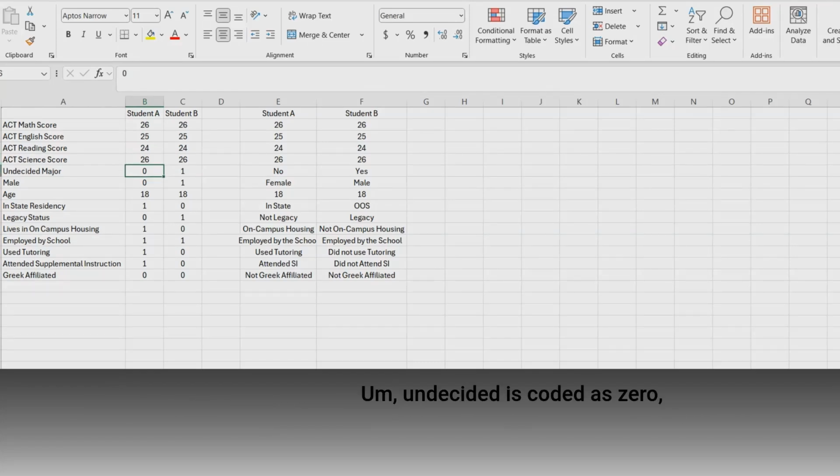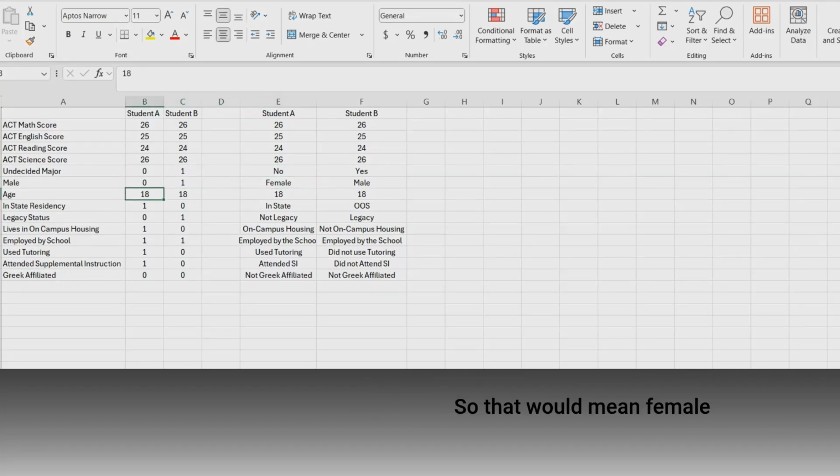Undecided is coded as 0, which would mean no, not undecided. Male 0, so that would mean female. Age 18, so that's a continuous variable. In-state residency 1, so that would suggest in-state. Legacy status 0, so not legacy. Living on campus housing 1, so that would be on campus housing.